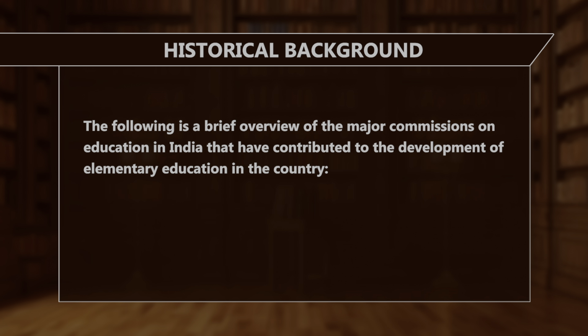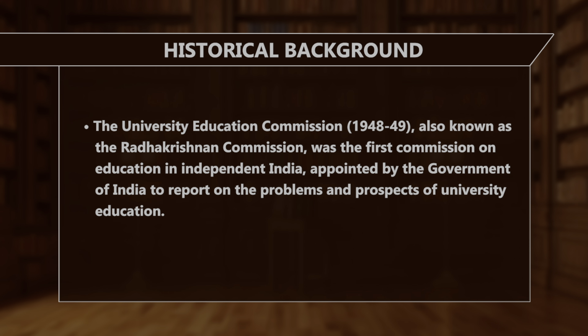The following is a brief overview of the major commissions on education in India that have contributed to development of elementary education in the country. The University Education Commission 1948 to 1949 is also known as the Radhakrishnan Commission. It was the first commission on education in independent India, appointed by the Government of India to report on the problems and prospects of university education.